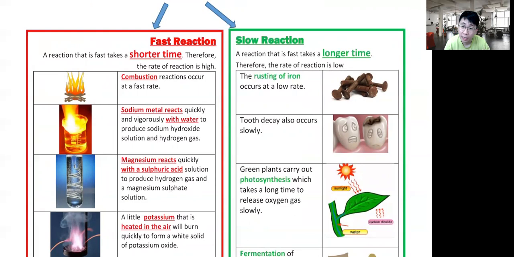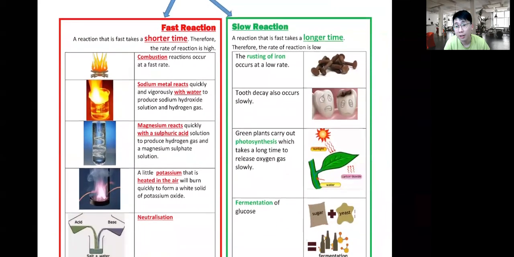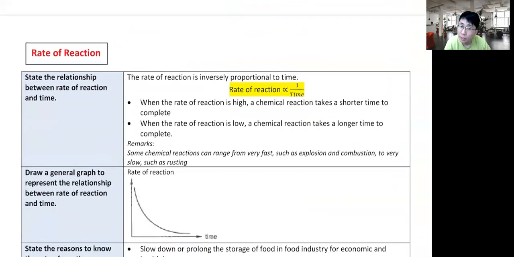If it takes a few seconds or a few minutes to finish your reaction, that is considered a fast reaction. So going down, you can see the relationship between rate of reaction and time. When the rate of reaction is high, so guys, normally when we talk about rate of reaction, we always use the word high or low. Don't use fast or slow. You can say fast reaction, you can say slow reaction, but you cannot say fast rate of reaction. You cannot say slow rate of reaction. So when you have the word rate, you can only use high or low.